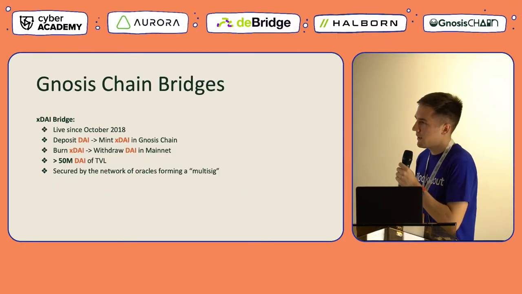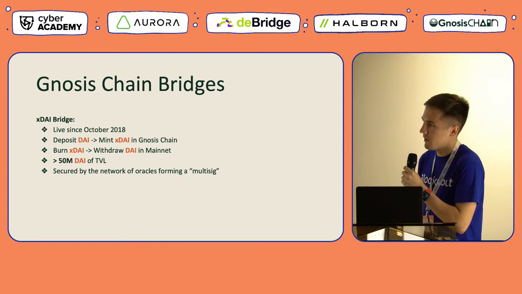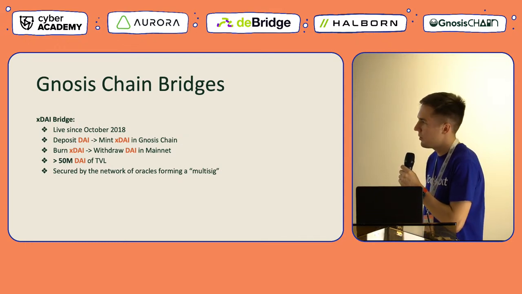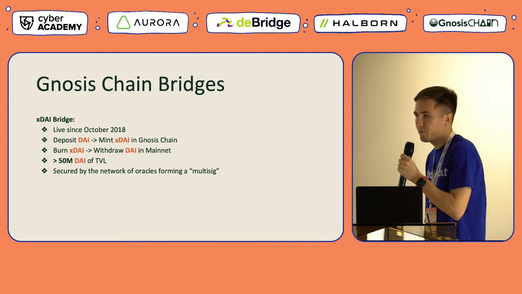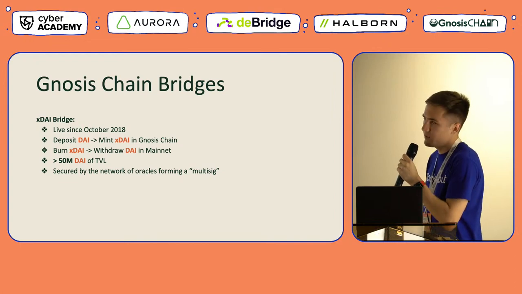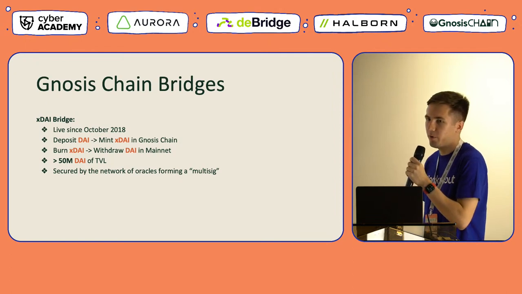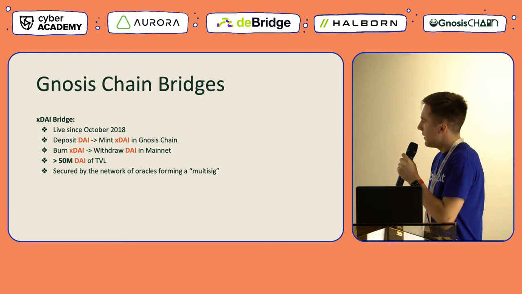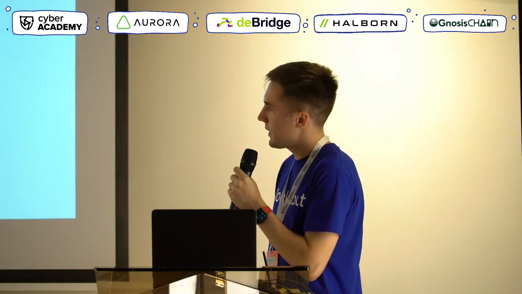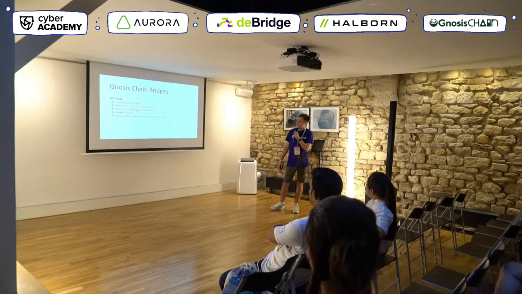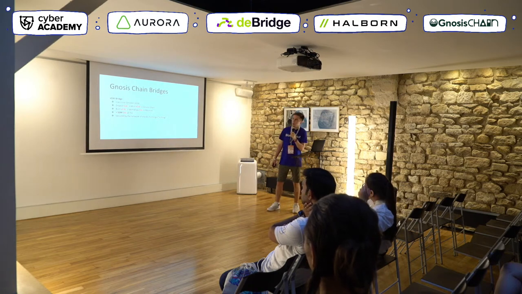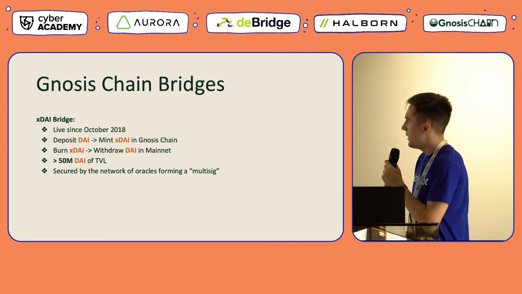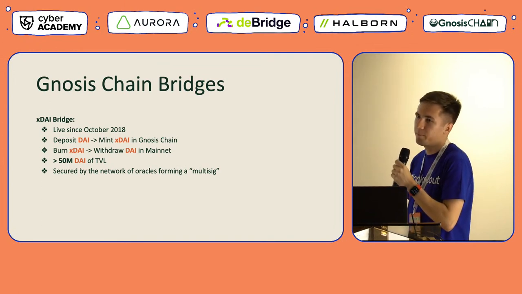If you take a deeper look at what the XDAI bridge is and how it works, it is one of the oldest bridges available out there on the market. Soon it will turn 4 years old. It allows you to deposit some amount of DAI ERC20 tokens on the mainnet, and this will trigger the minting of the same amount of bridged XDAI coins, which are native to Gnosis Chain. You could also go in the backward direction by burning some amount of native XDAI coins, which will trigger the withdrawal of the same amount of DAI ERC20s on the mainnet. The XDAI bridge currently holds more than 50 million in DAI tokens of TVL and is secured by a network of oracles forming a multisig wallet.